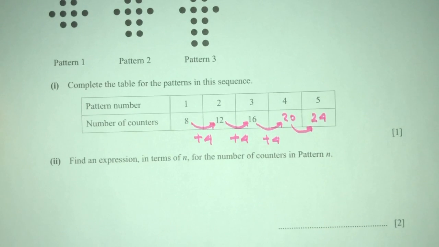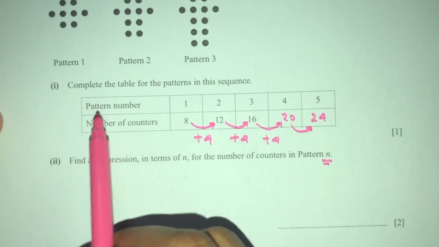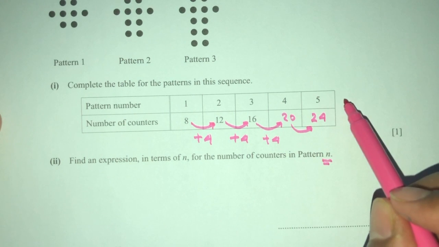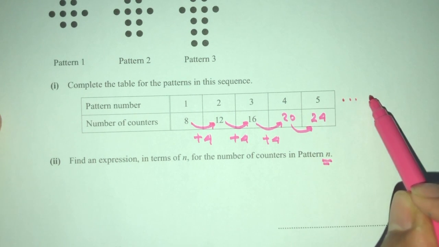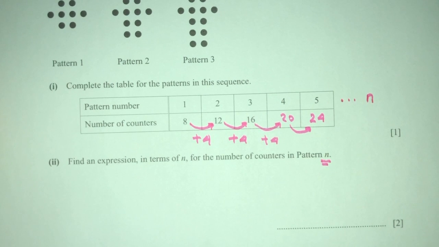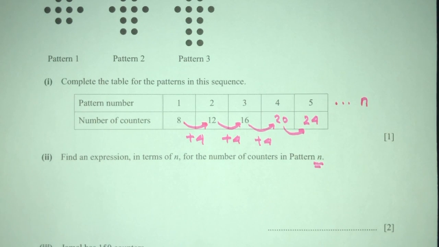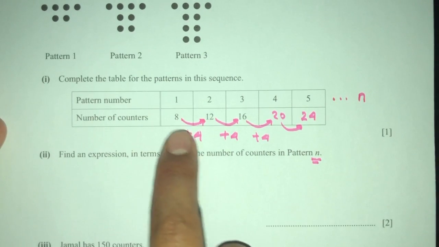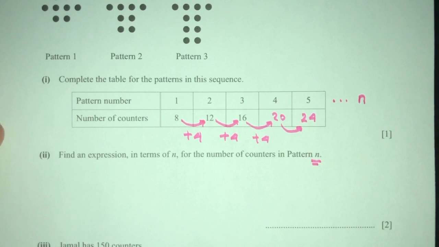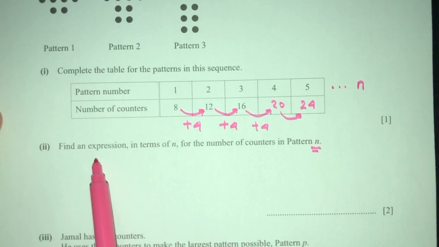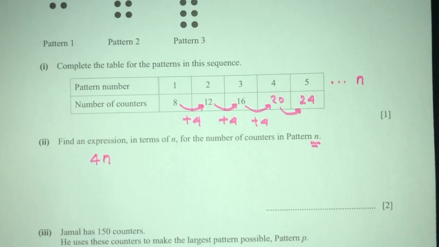Now for part 2, we have to find an expression in terms of n for the number of counters in pattern n. So basically, here we have 1, 2, 3, 4, 5, and the question is asking you what's going to happen when it is n over here. So the trick that we use is we can see clearly that every time it is increasing by plus 4, plus 4, plus 4. So let's write down plus 4 and 4 now. Right. We write this down.